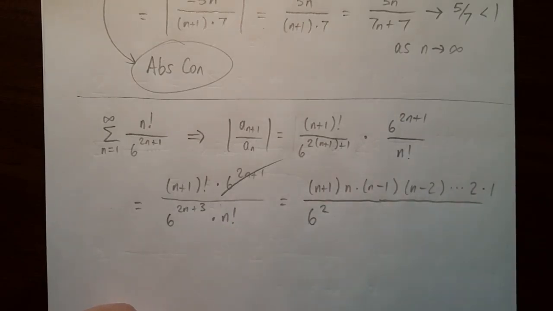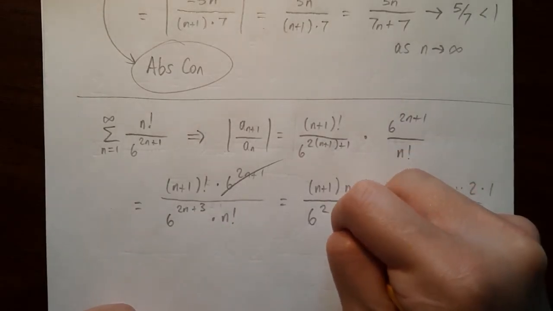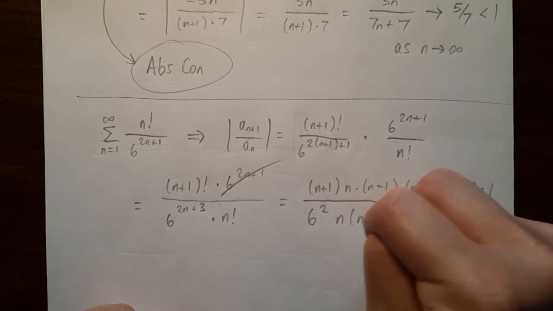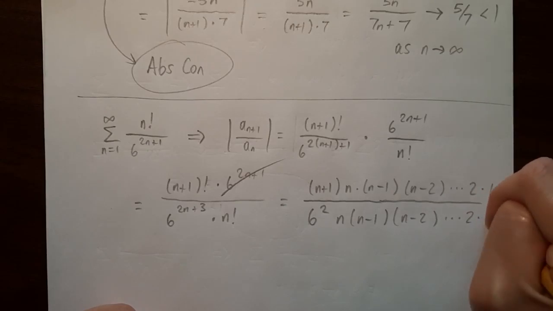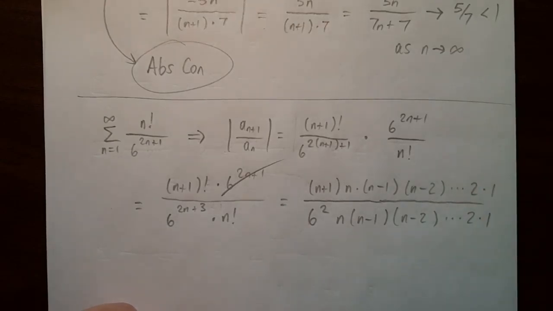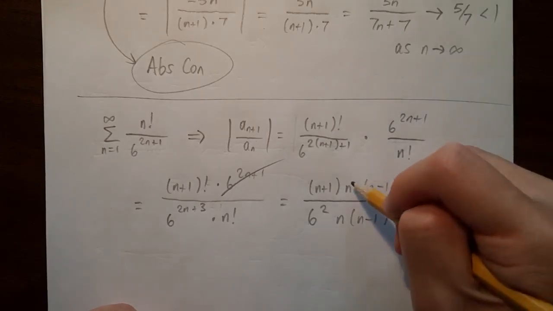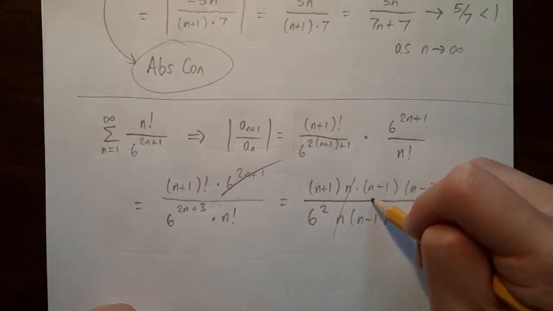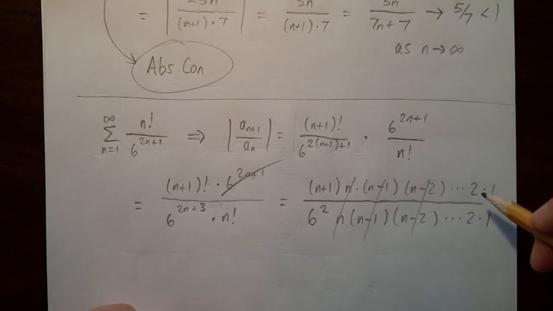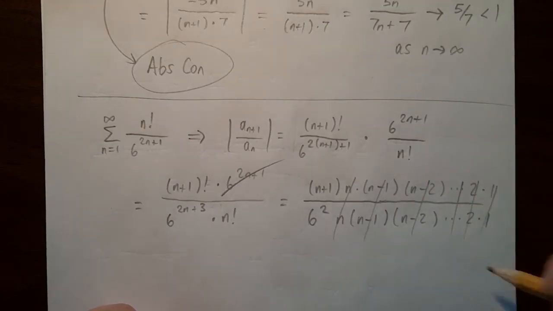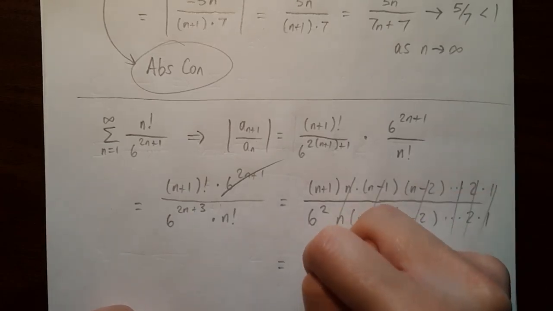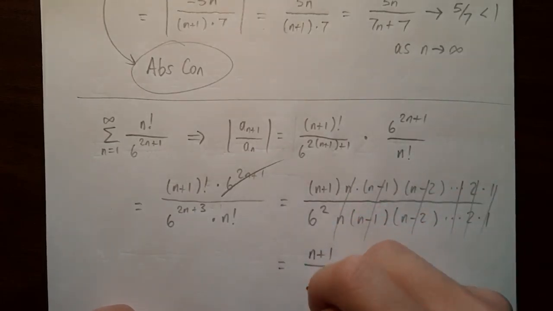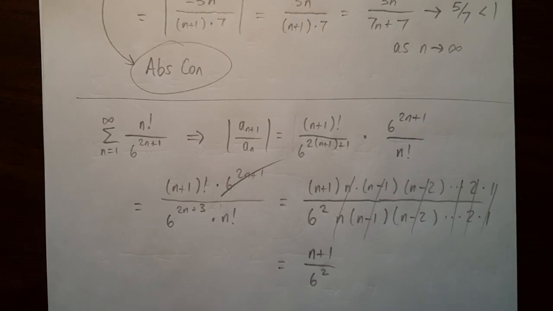And a very similar thing with n factorial. N factorial breaks apart into n times n minus 1 times n minus 2, and all the way down to 2 times 1. Written out explicitly like this, I think you can see all of the cancellations that are going to happen. N cancels with n, n minus 1 cancels with n minus 1, and so on. And so indeed, all that we're left with is a single n plus 1 on top, and just 6 squared down below.